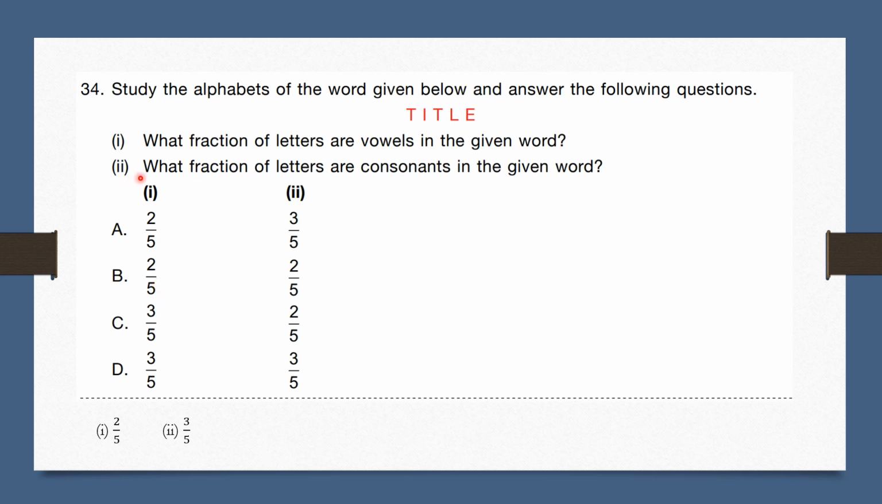Let's see the second. What fraction of letters are consonants in the given word? So we have 3 consonants. Total is 5. So 3 by 5. So our answer is option A, 2 by 5 and 3 by 5.